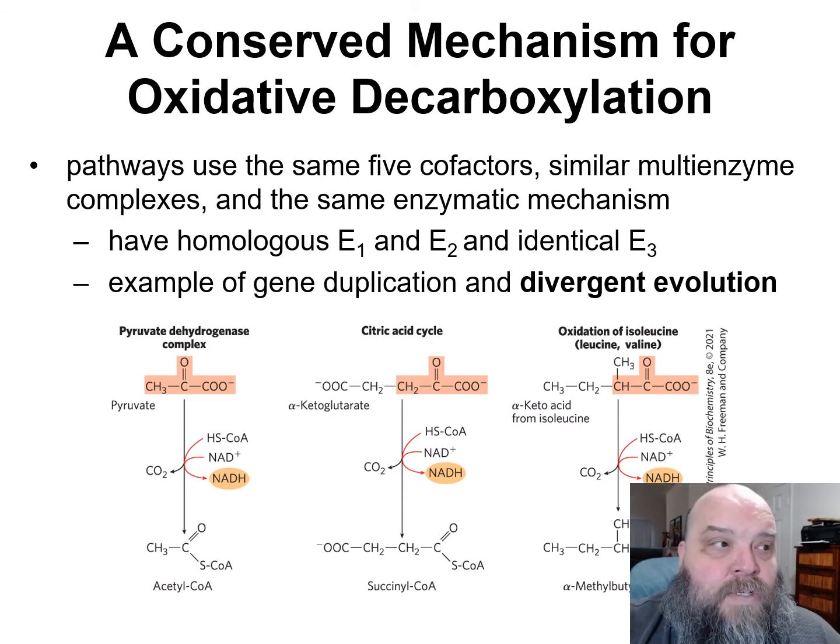So this whole mechanism, this whole process, is a conserved thing, pyruvate dehydrogenase. We see it here, with the alpha ketoglutarate dehydrogenase, coming up with acetyl-CoA, succinyl-CoA. We also can see it for some other substrates, where you take leucine, valine, and you turn them into CoA, methylbutyryl-CoA, which can then be fed into this whole process.